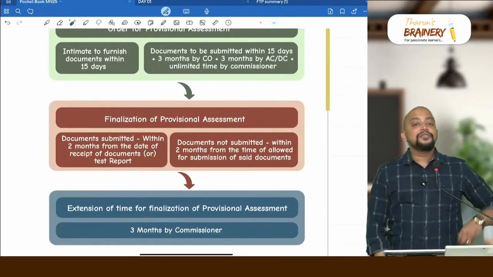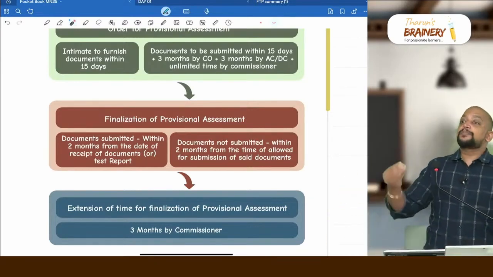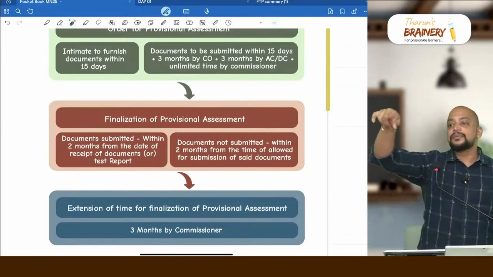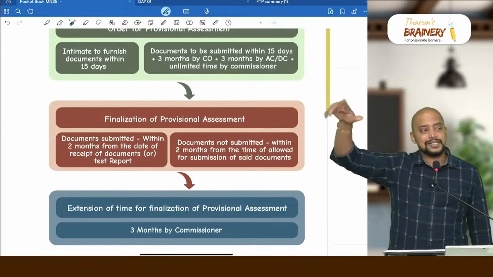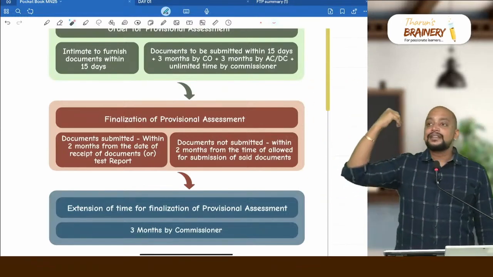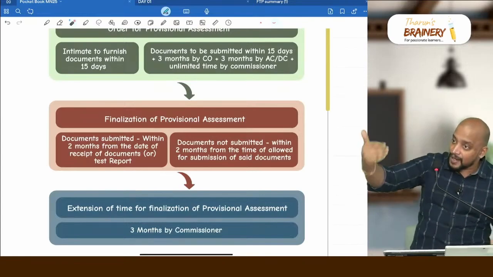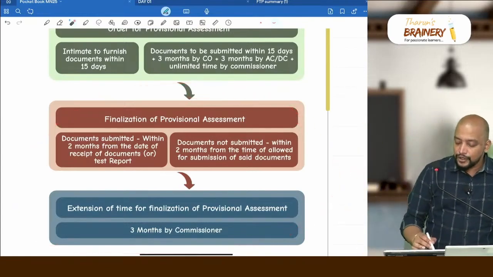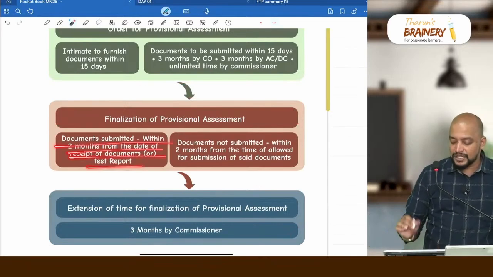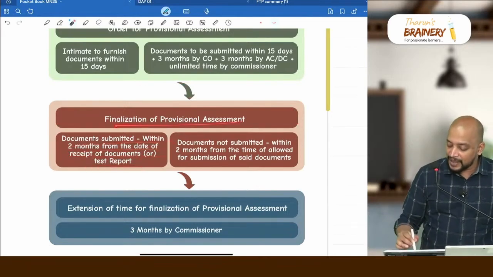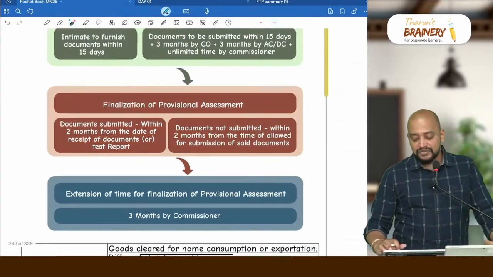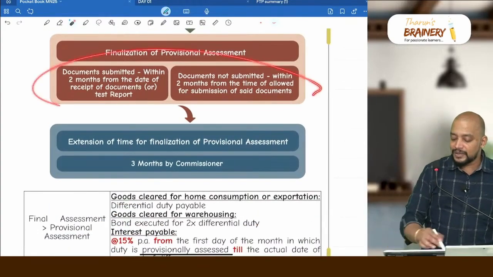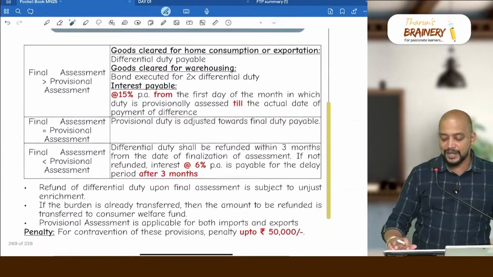If the documents are not submitted, for submission of documents there is a time limit. Now what is the time limit? 15 days plus 3 months plus 3 months plus any unlimited time by commissioner. Then on expiry of the time limit, from there within 2 months plus 3 months, they will do the final assessment. Documents submitted within 2 months from the date of receipt of documents, the final assessment will be done. Document not submitted within 2 months from the time allowed for submission of said documents, the final assessment should be done, and this 2 months can be extended for a further period of 3 months by commissioner.